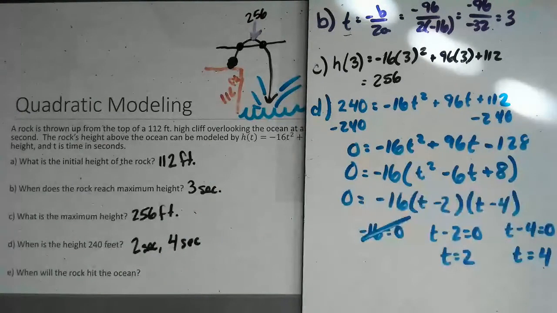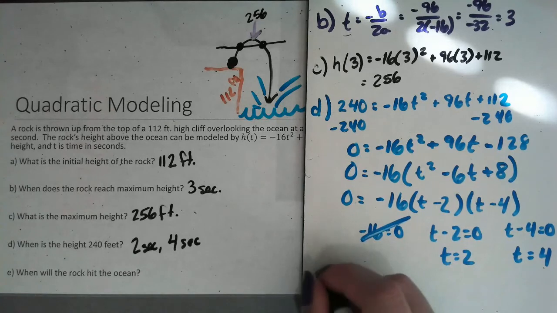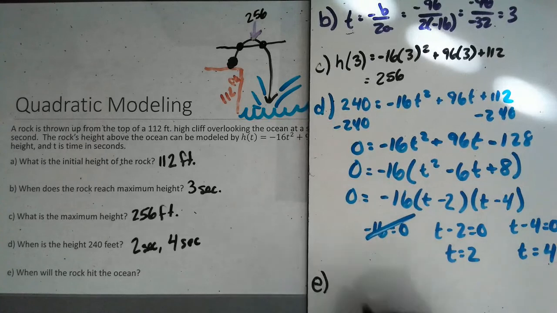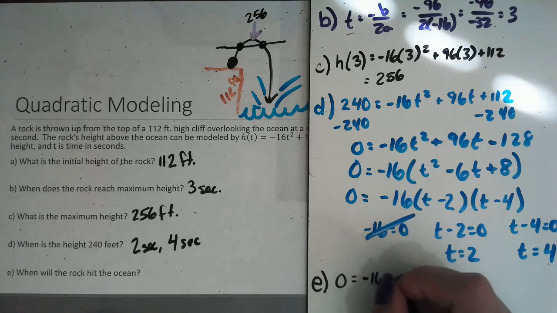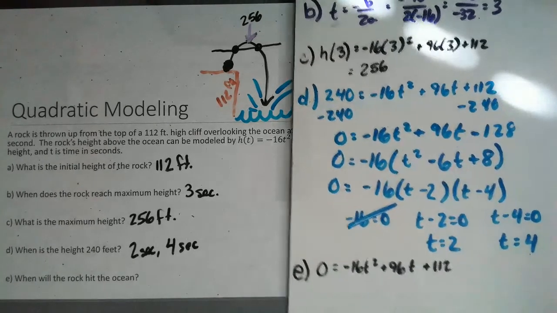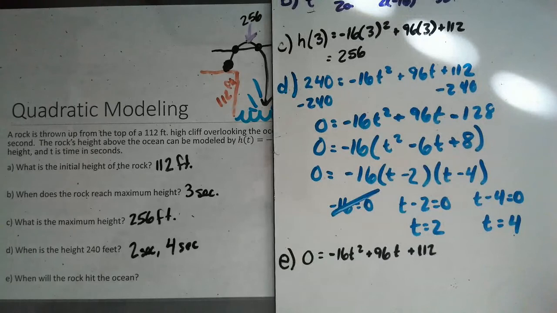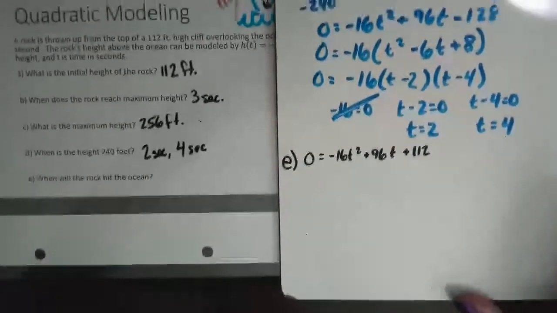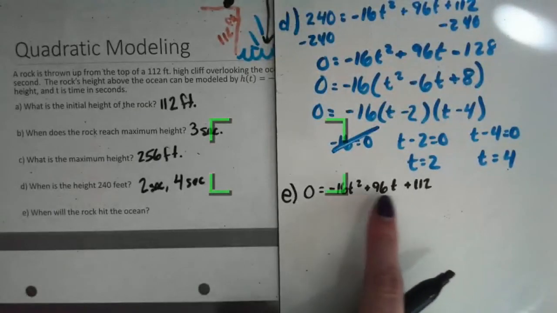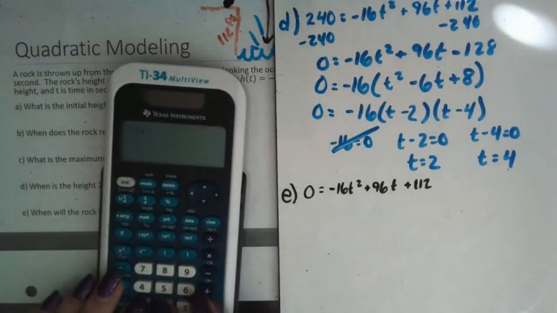Finally, in part E, we want to know when will the rock hit the ocean? When the rock hits the ocean, that's going to be a height of 0. So I'm going to plug in my height as 0 and see what happens. We'll have 0 equals a negative 16t squared plus 96t plus 112. I'm going to go ahead and start by seeing if there's a greatest common factor I can factor out, because last time that made life a lot easier. We already know I can factor out a negative 16 for my t squared and my t term, so I just needed to know if I can do it with 112.